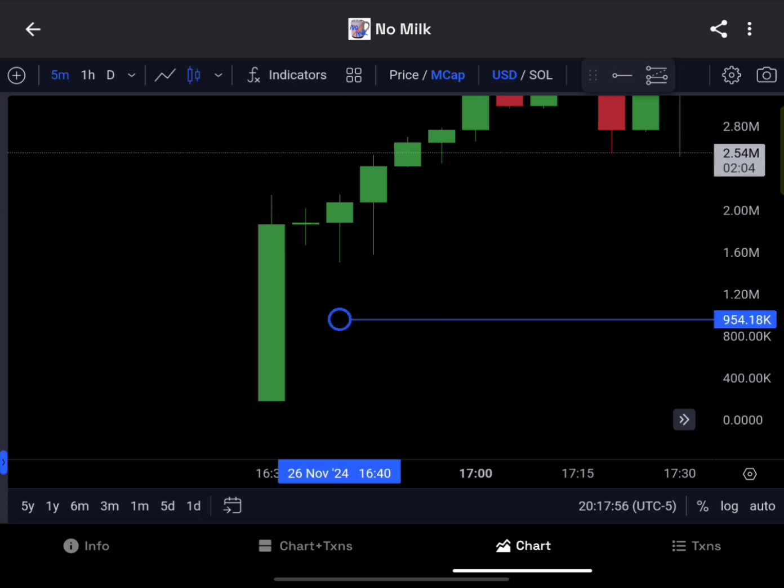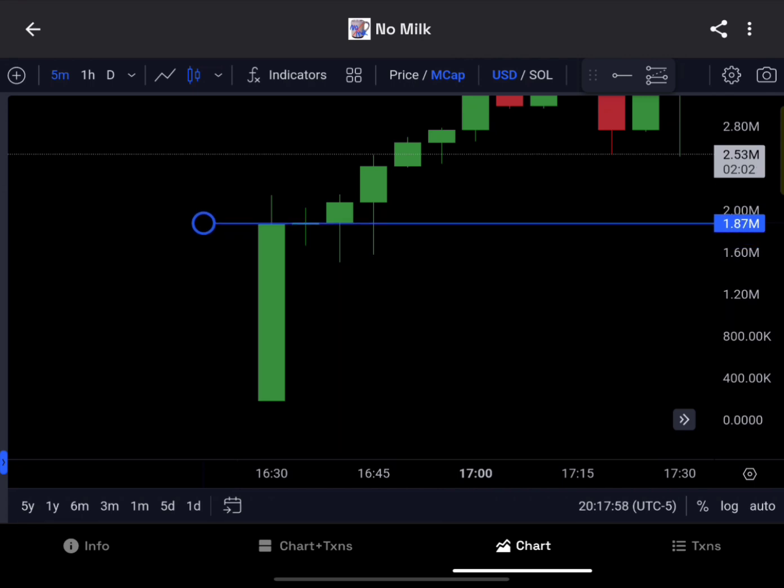So if we draw a line right here at the top of the bar, it broke out right there, and everyone sees that this is a good bar.